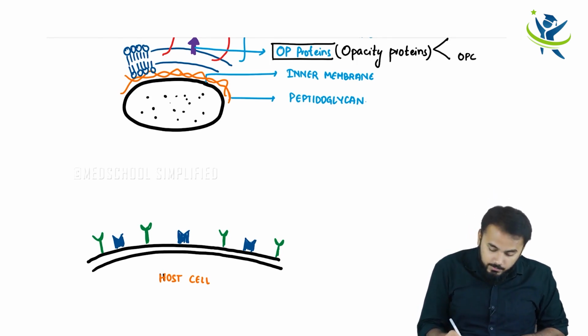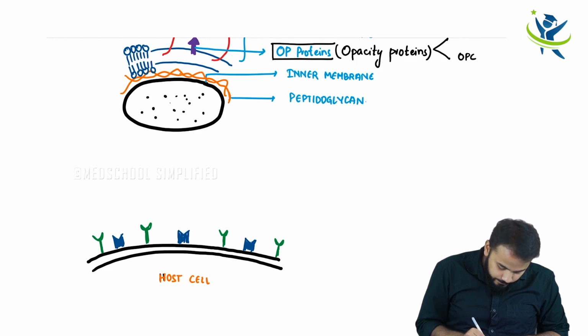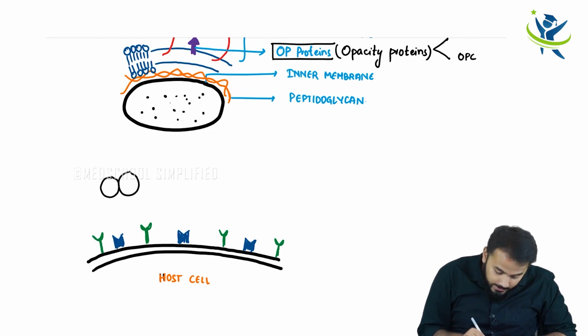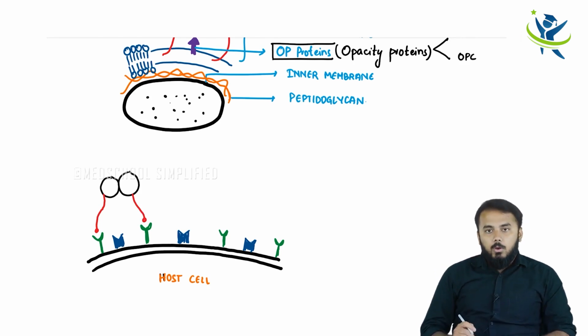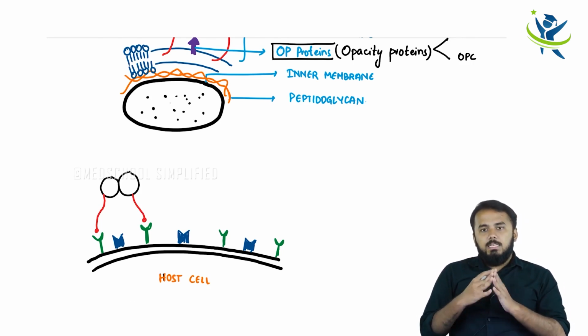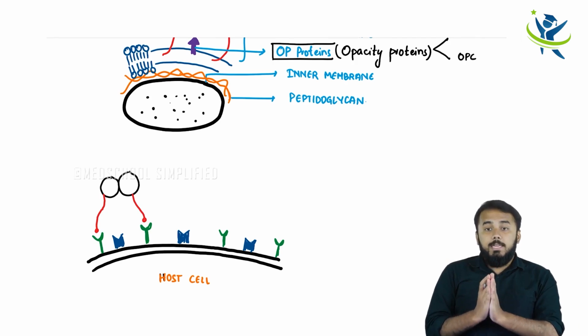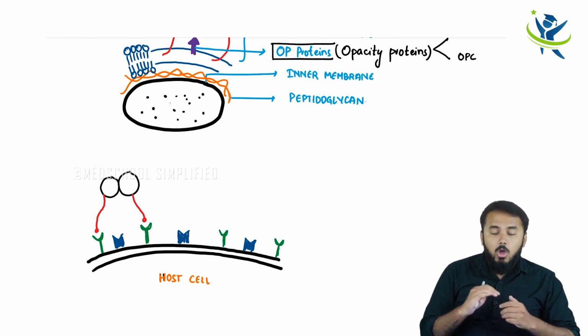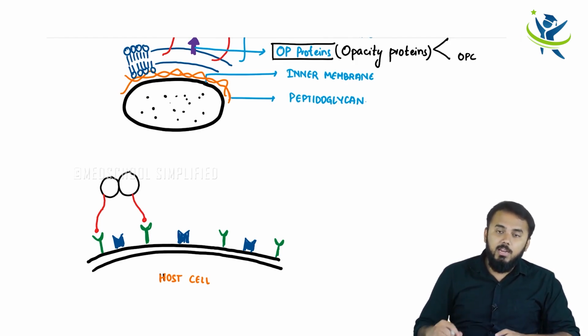Now look what happens. This was your bacteria, diplococci. Now this bacteria has pili. These pili fit into these receptors. The way this pili got attached into the receptors, this attachment is called temporary attachment, or also called loose attachment, or also called initial attachment.